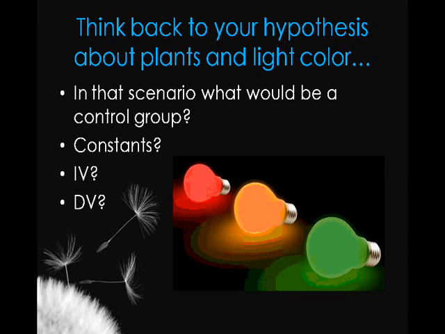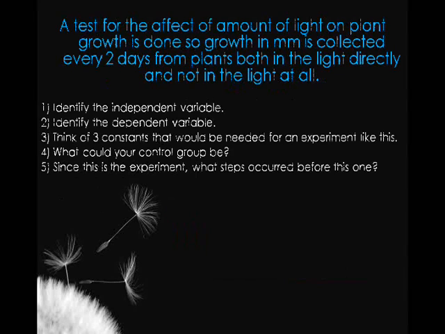Constants would be things like the type of soil, the amount of water, the time that the plant was under the light, the size of the pot. Anything that could affect plant growth, we would want to keep the same between all of our groups. The independent variable is the treatment that I'm applying, so that would be the color of light. And the dependent variable would be the plant growth, possibly height, or maybe number of leaves would be a good way to measure plant growth.